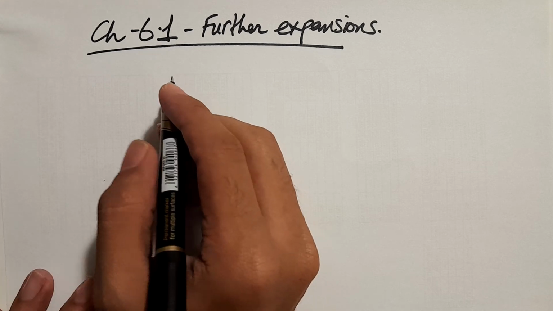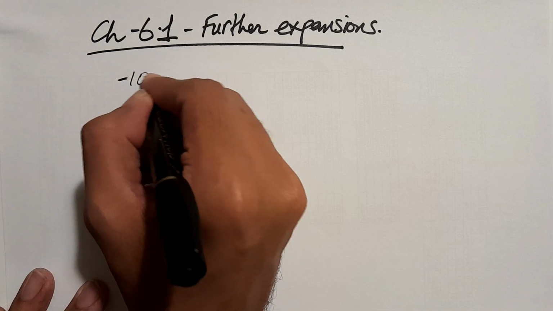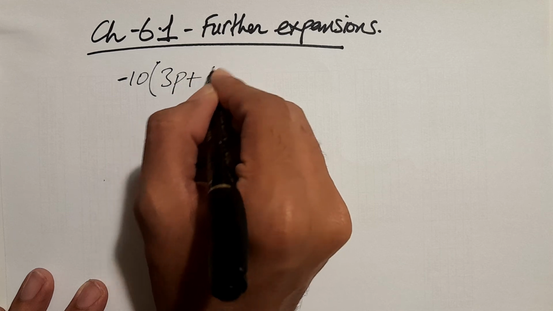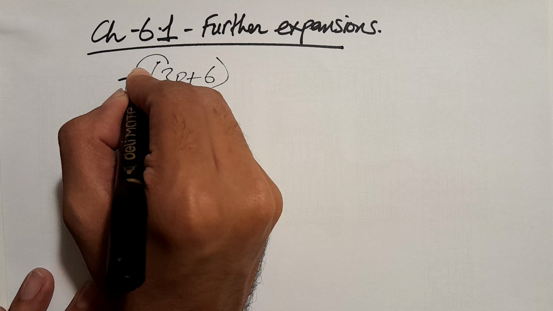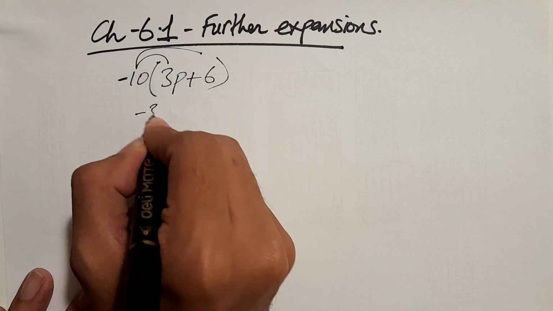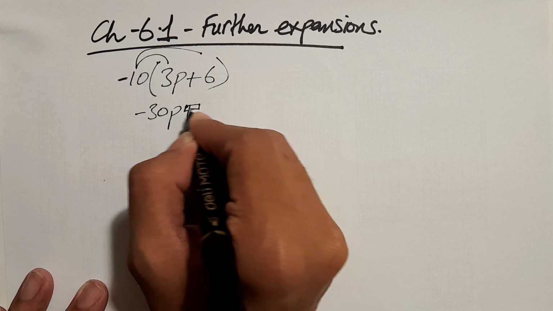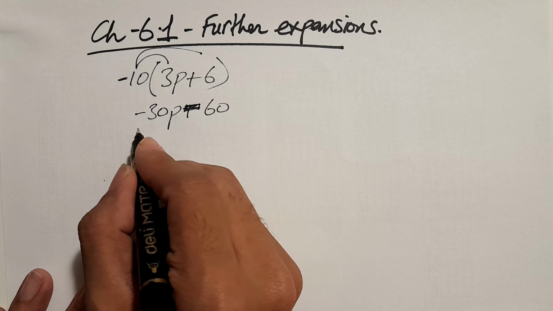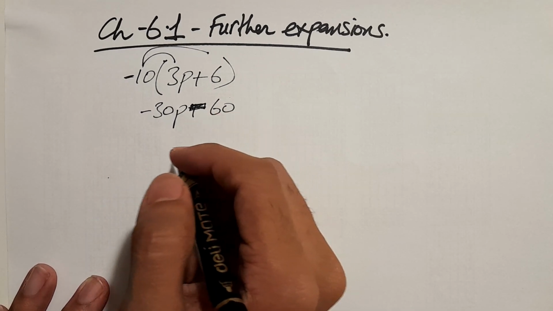So for example, if we have minus 10 and 3b plus 6, what we will do is expand this by multiplying minus 10 with 3b and minus 10 with 6, which will be minus 30b minus 60. So this is the very final answer.